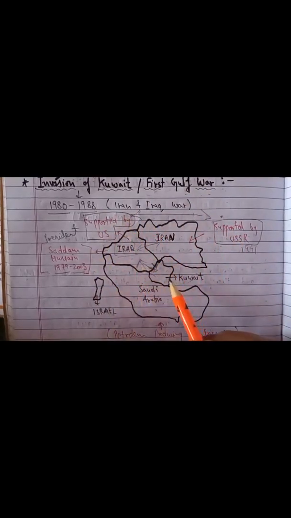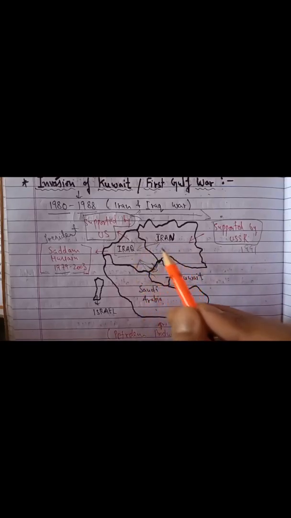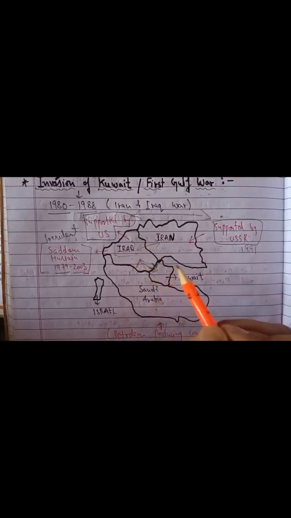Here is Iraq, here is Kuwait. These are the petrol producing countries, and there was a conflict amongst these countries, as they were neighboring countries. There were a lot of conflicts relating to boundary issues between Iran and Iraq, and relating to petrol and drilling of petrol between Iraq and Kuwait. Saudi Arabia was also a supporter of Kuwait.